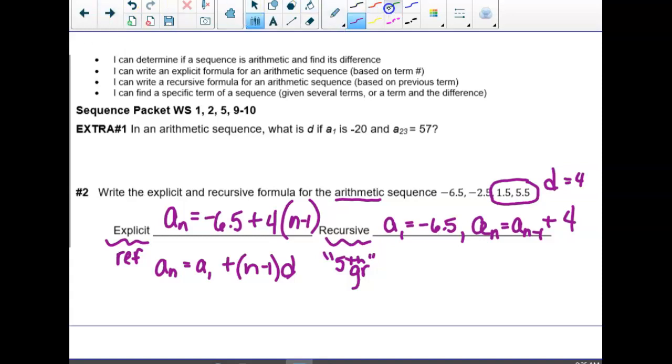Oh, I almost skipped number 1. We got to go back up here to example 1. In an arithmetic sequence, what is the difference if a sub 1 is negative 20 and a sub 23 is 57? Ideas on how to do that one? We can use this formula.